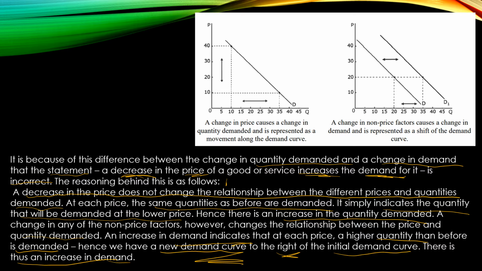So, let's look here. A change in price causes a change in quantity demanded and is represented as a movement along the demand curve. This will be a change in price, either it'll increase or decrease. It will either affect the quantity demanded by increasing it or decreasing it. So remember your law of demand. If the price increases, the demand decreases, and if the price decreases, the demand is going to increase.